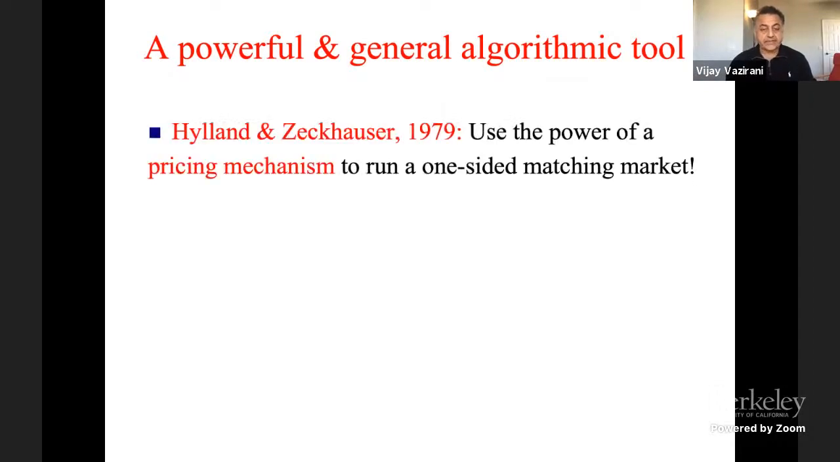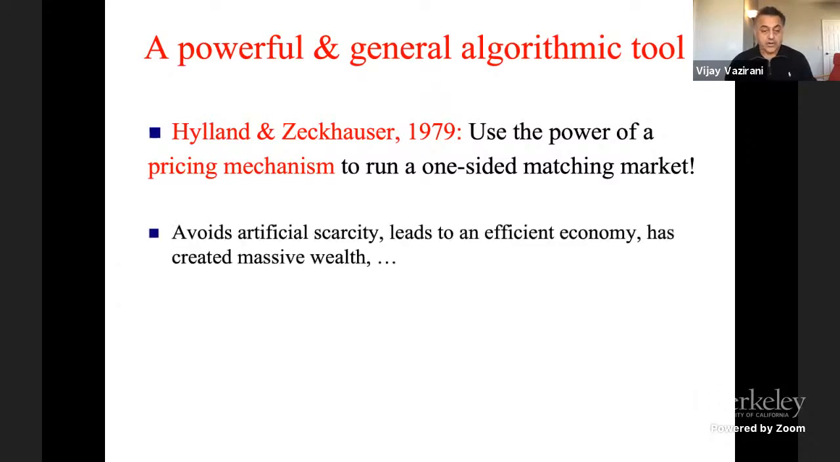And this goes back to 1979, Hylland-Zeckhauser, and they used the power of a pricing mechanism to run a one-sided matching market. Now, what's a pricing mechanism? Where you basically find prices through demand and supply, and you try to make a parity between demand and supply. And that gives rise to many, many nice properties, has always been the central tenet in economics. It avoids artificial scarcity, has led to efficiency, has created massive wealth in the West, and so on and so forth.